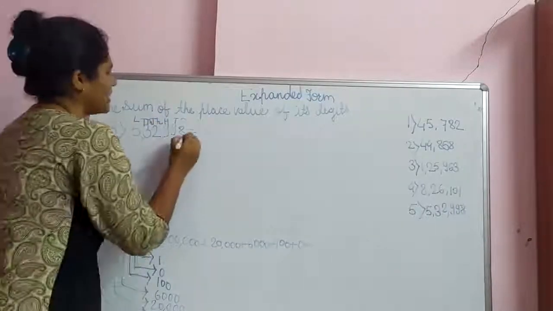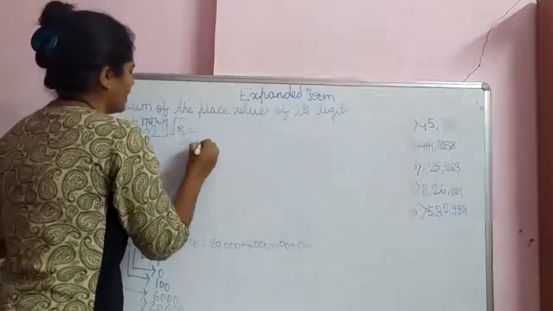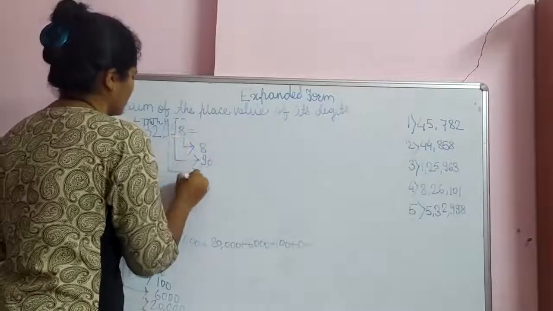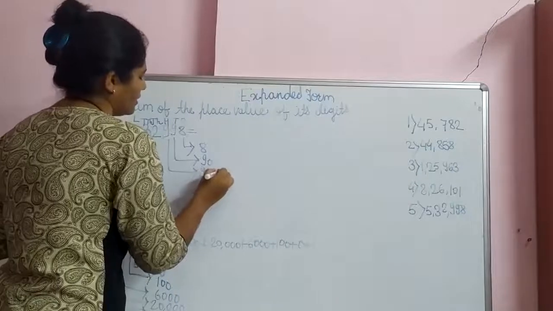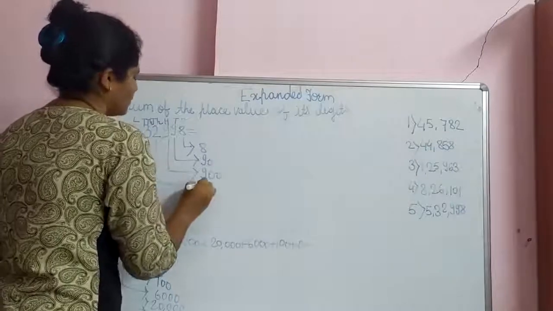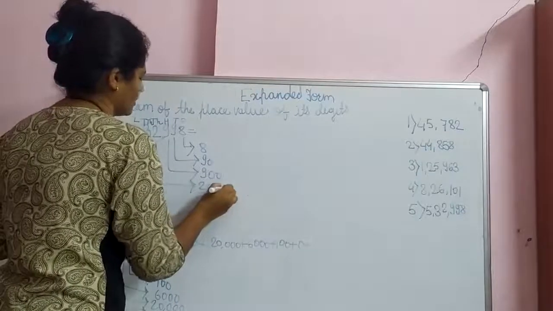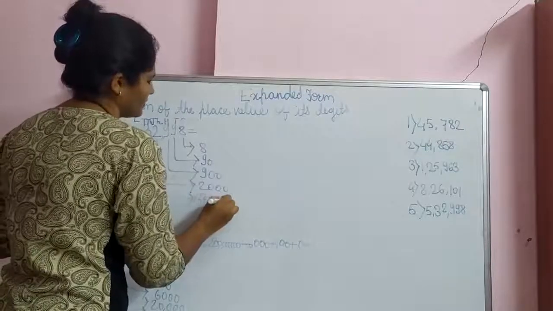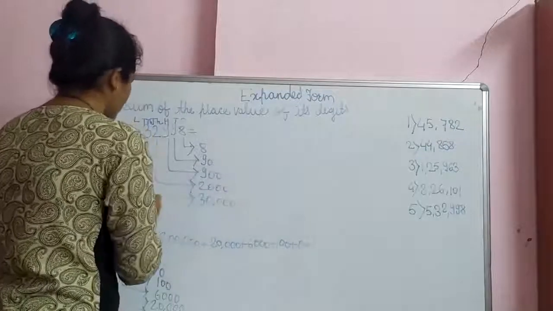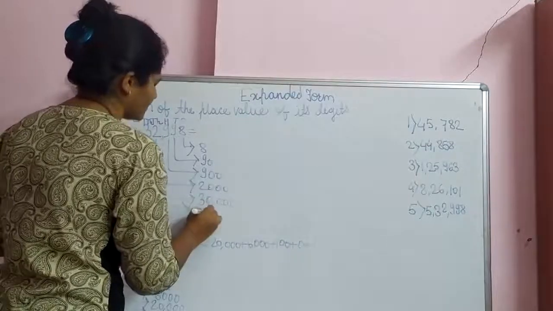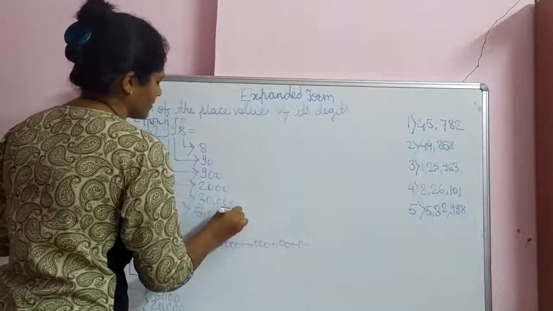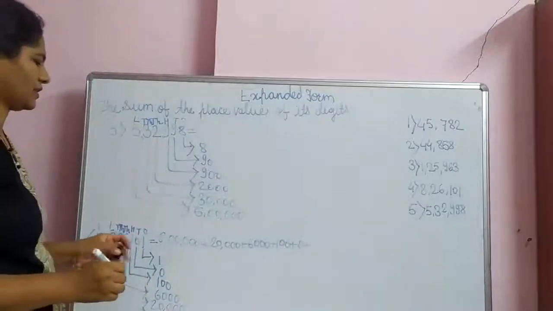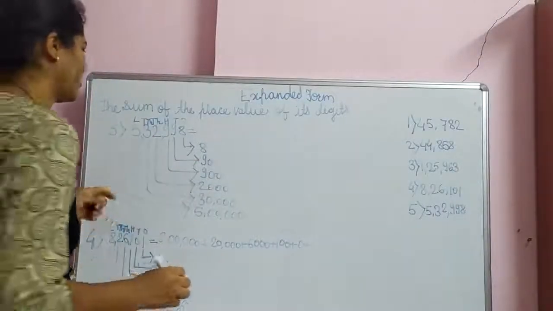So write down the place values: 8, 90, 900. Next is 2,000. Next 30,000. Last 5 lakh. This is the place value of each digit. Now we will write the sum of it.